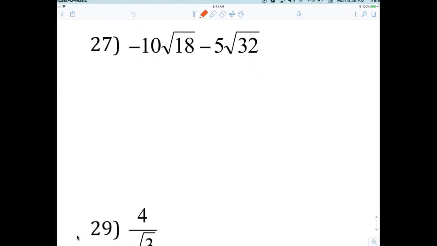All right, number 27. 18. 9, 2. So that becomes negative 30 radical 2. Right? 32 is 16 times 2, so that would be negative 20 radical 2. So altogether, no, negative. Thank you, negative 50 radical 2.